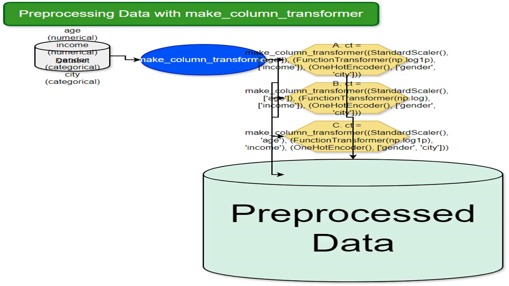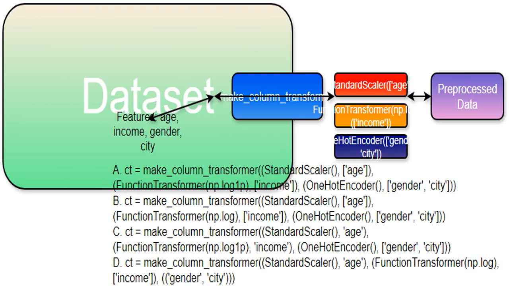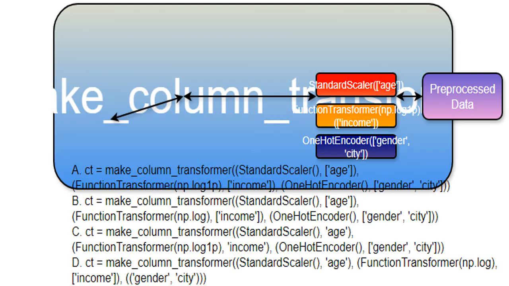After applying the transformations from the selected option, I get pre-processed data ready for machine learning. I'm working with a dataset that includes numerical data like age and income, and categorical data like gender and city. This is the raw data I need to prepare for a machine learning model. This is a scikit-learn function. I use it to apply different data transformations to different columns of my dataset all at once, making pre-processing easier.